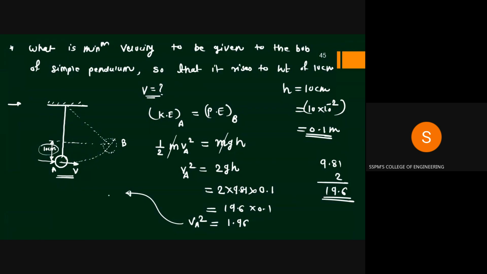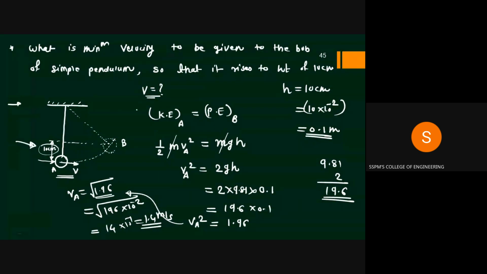And from this, if you take the square root, Va is equal to square root 1.96. And the square root of 196, so you can write this value as 196 into 10 to the power minus 2. Okay. It is the same answer, 1.96. And square root of 196 is 14. 10 to the power minus 2, its square root is 10 to the power minus 1. So you'll get the answer 1.4. Okay. So at least we should provide the velocity 1.4 meter per second, so that the bob will reach the height of 10 centimeter.